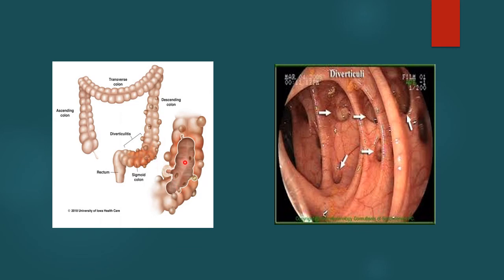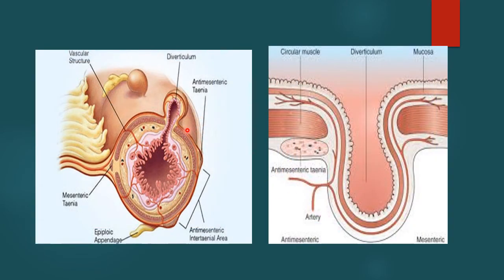where multiple holes are seen, which are the outpocketing of the diverticula from the lumen of the bowel. Okay, these are the multiple diverticula that you see on colonoscopy. This is a close-up view.